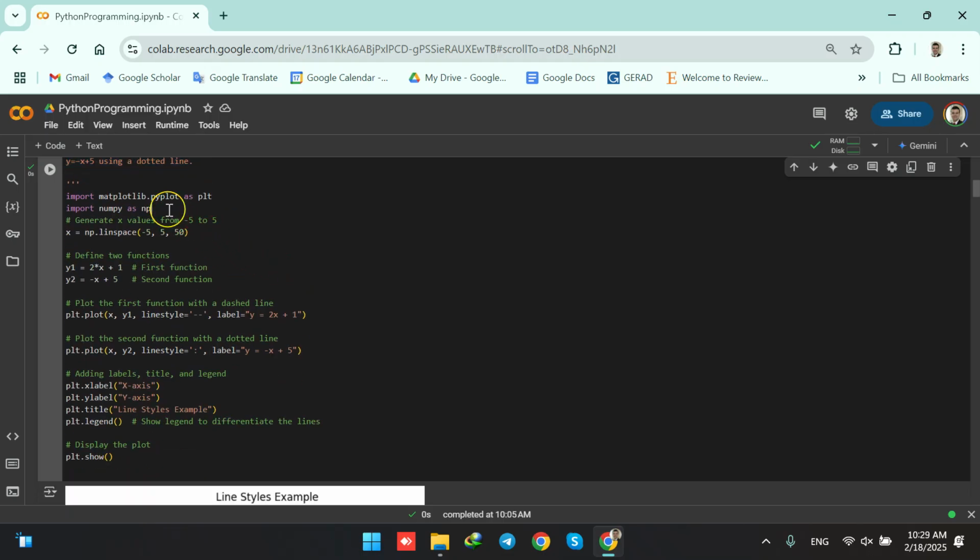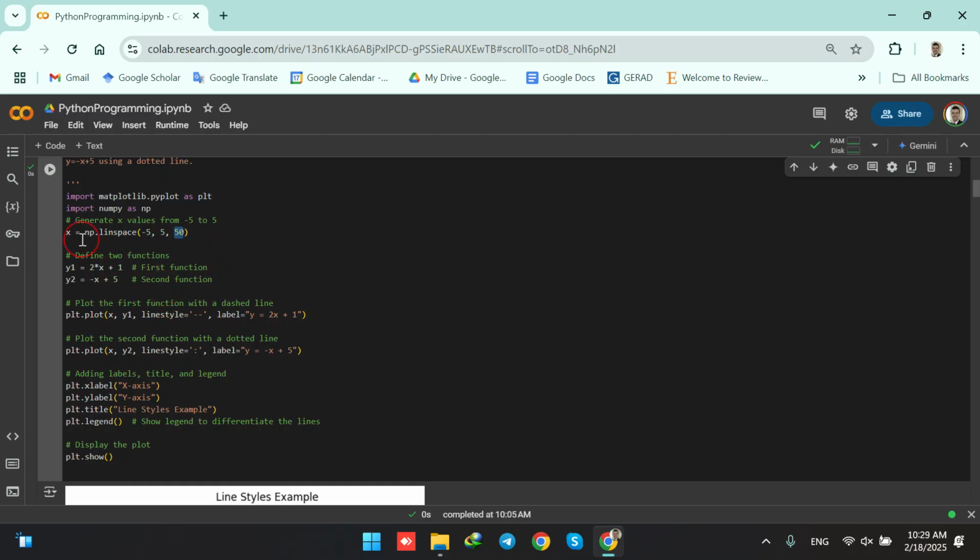First of all, we import the necessary libraries. Then we are going to again use the np.linspace function. The starting point is -5, the ending point is 5, and we are going to have 50 points on this line for x.